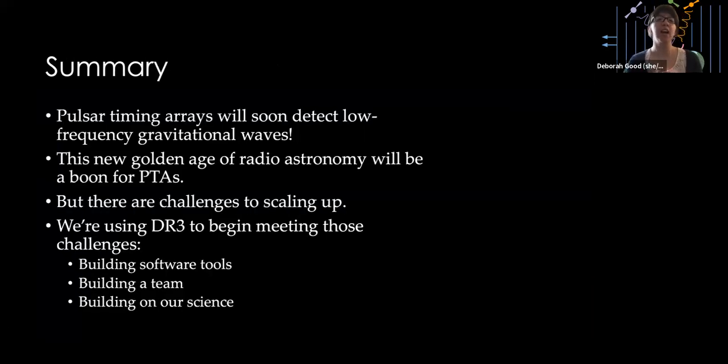To summarize, pulsar timing arrays are on the verge of detecting low frequency gravitational waves. We're in this new golden age of radio astronomy, and that's going to be a huge boon for PTAs, but it's also going to mean there are scaling-up related challenges. We're using this current third data release to start meeting those challenges by building software tools, by building a team, and by doing even better science. I'm happy to take questions, and thank you very much.